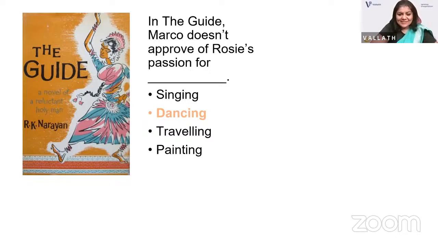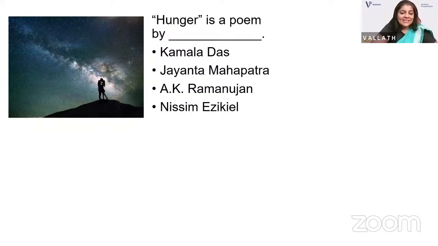Okay, next question. Hunger is a poem by, is it Kamala Das, Jayanta Mahapatra, A.K. Ramanujan, or Nissim Ezekiel? Here, this poem talks about different kinds of hunger, the need of a man for sex, for food, everything. Is it by Jayanta Mahapatra, Ankita?